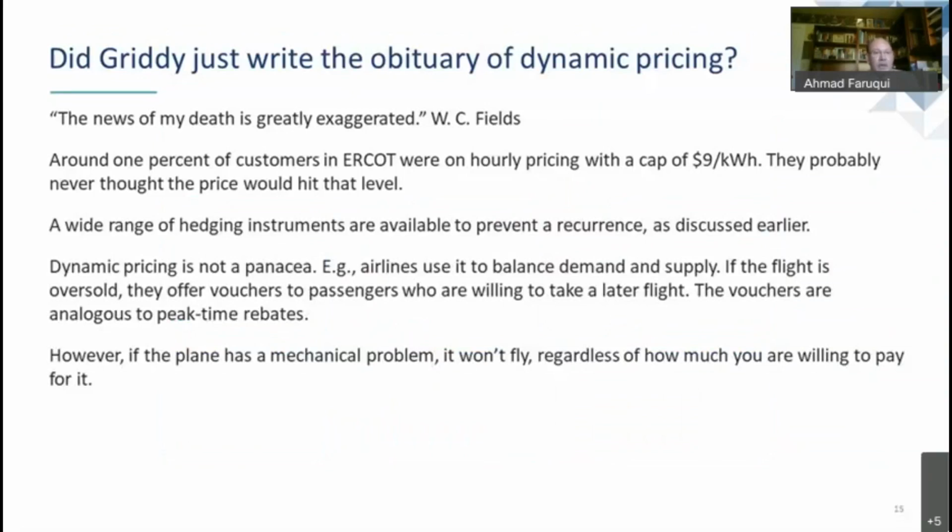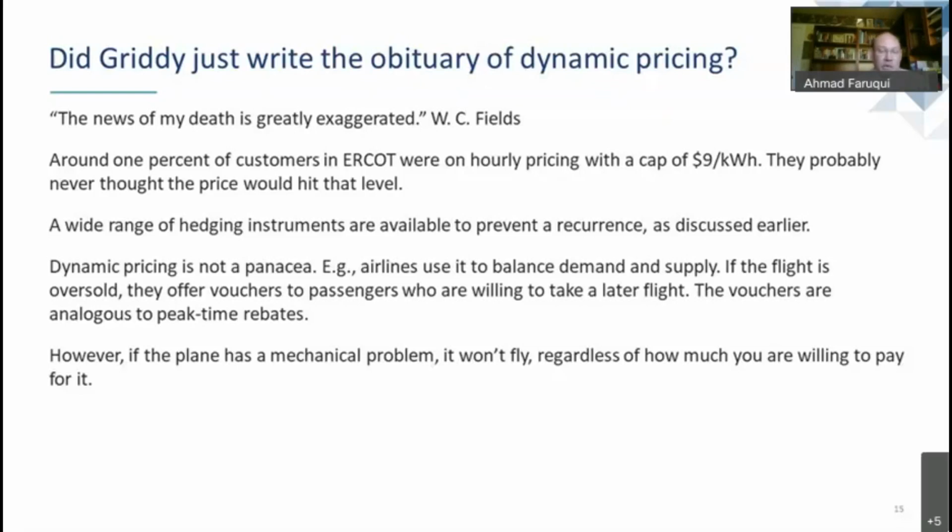So before I close, I want to touch on what happened to Griddy. As everyone knows, Griddy was a very adventurous company with adventurous customers who offered real-time pricing. And unfortunately, when prices hit the $9 per kWh cap, disaster ensued, which everybody would have known would have ensued, but apparently some didn't. And so some people are saying, oh, Griddy basically has written the obituary of dynamic pricing. So I take some inspiration from this quote from W.C. Fields: "The news of my death is greatly exaggerated."